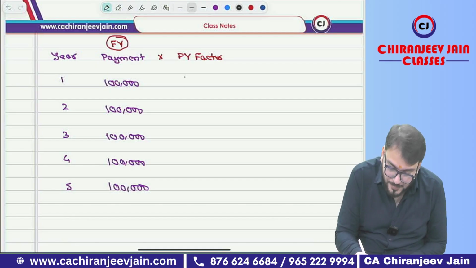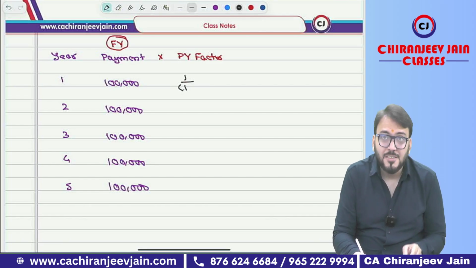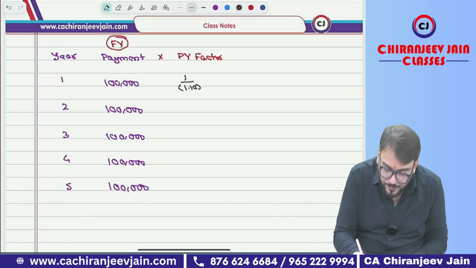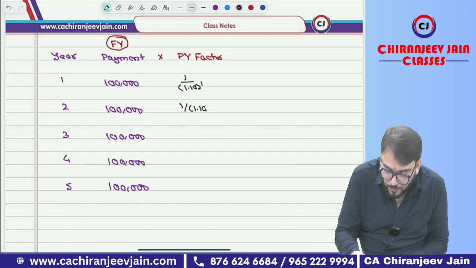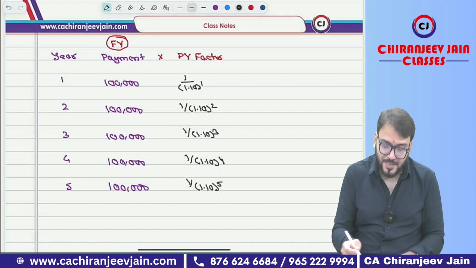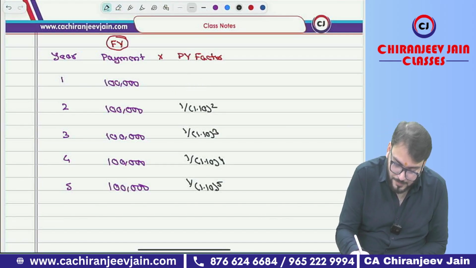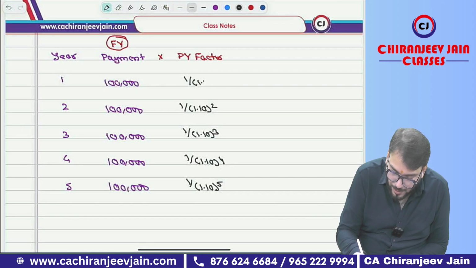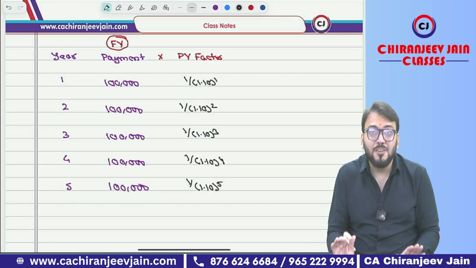It means what is the formula? Multiply by 1 plus 10% means 1.10 to the power 1. This is 1 by 1.10 to the power 2. 1 divided by 1.10 to the power 3. 1 divided by 1.10 to the power 4. 1 divided by 1.10 to the power 5. Can I write down this way? 1 by 1.10 to the power 1. This is a present value factor.